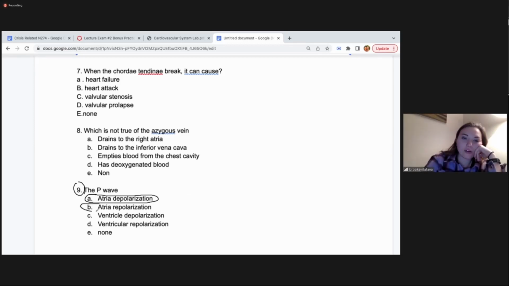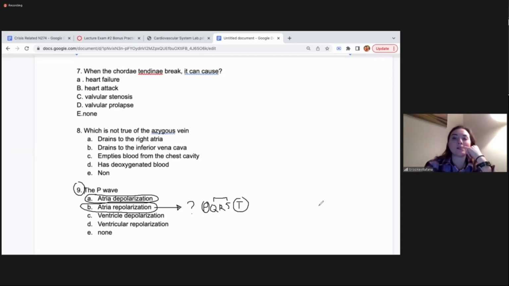All right, let's do a quick fill in the blank. When does B happen? So write in the chat, during which part of the PQRST does B happen? Is it P, QRS, or T? Good, QRS, right? So during the QRS complex, we have atria repolarization. Ventricular depolarization is also during the QRS, and then ventricular repolarization is during the T. Very good.